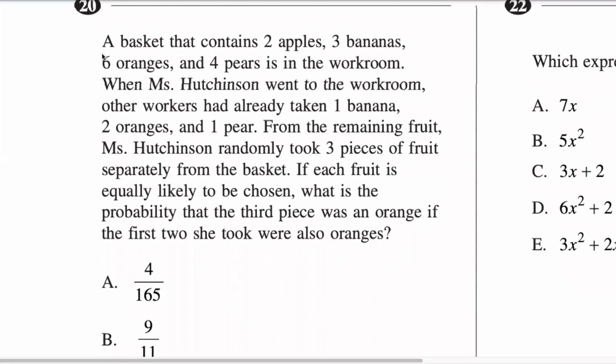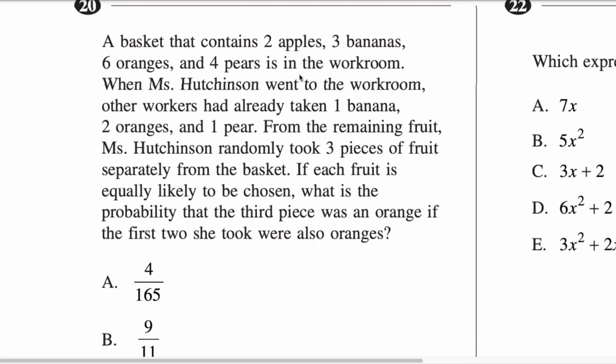Question 20. A basket that contains 2 apples, 3 bananas, 6 oranges, and 4 pears is in the workroom. When Miss Hutchinson went to the workroom, other workers had already taken 1 banana, 2 oranges, and 1 pear. From the remaining fruit, Miss Hutchinson randomly took 3 pieces of fruit separately from the basket. If each fruit is equally likely to be chosen, what is the probability that the third piece was an orange if the first 2 she took were also oranges?